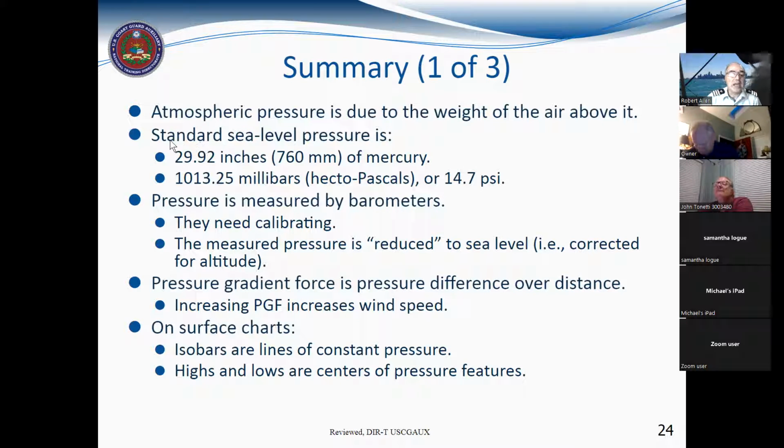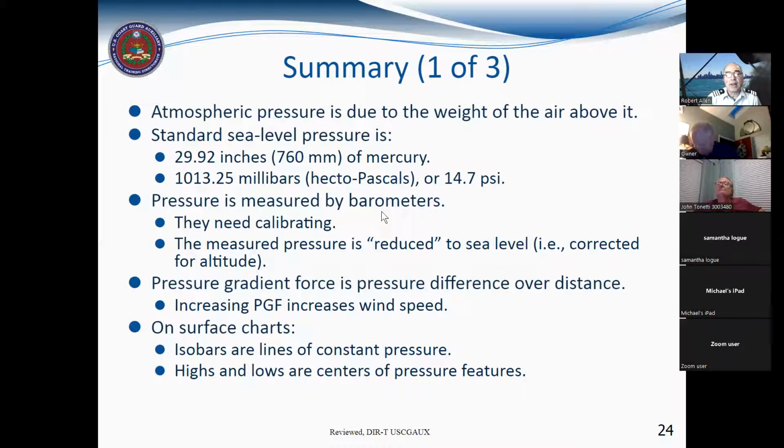I would say each of these numbers is worth your time to memorize. So you should probably know these numbers back and forth. So get yourself some flashcards and say, what is standard sea level pressure? Each one of these answers is going to come up again.